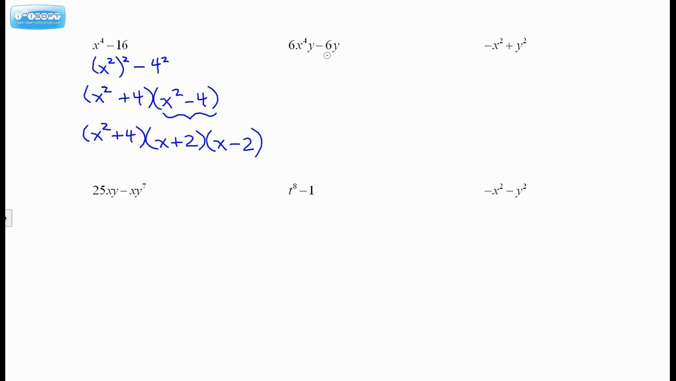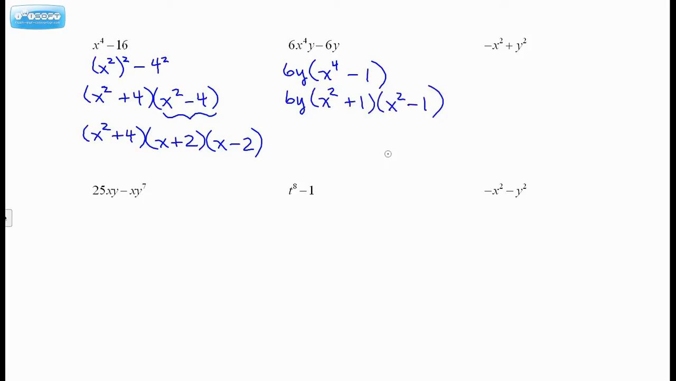Next, look for a GCF. That is a 6y, leaving x to the fourth minus 1. Okay? This is a difference of squares. Remember, this is x squared squared. So I get 6y, and I get x squared plus 1, x squared minus 1.